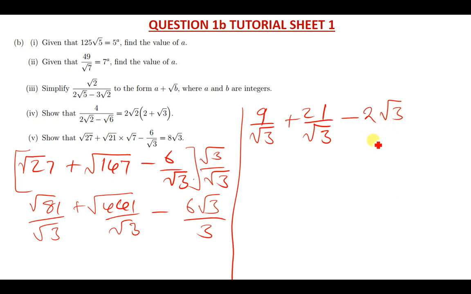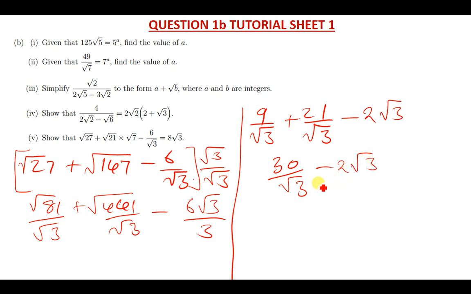So from there now we can simply just add these two. So when you add these two, we're going to have 9 plus 21 there, since the denominators are the same, so we can just add the numerators. So 9 plus 21, that is just 30 over the root of 3. Then we have minus 2 root 3.